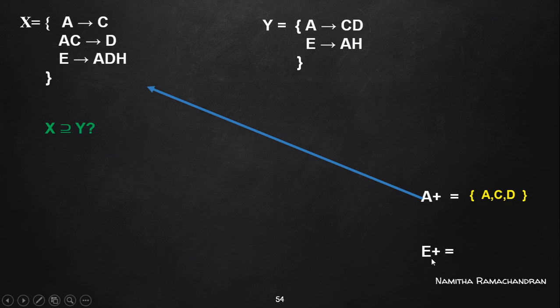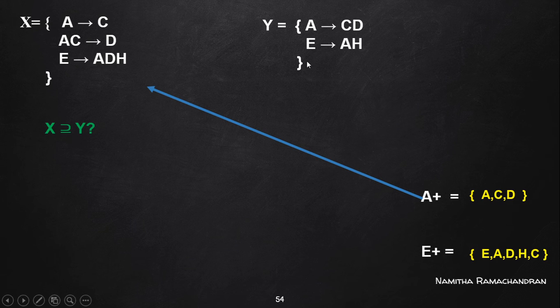Next is the closure of E. Okay, so for the E closure, directly add E to the set. Then E can derive ADH. Then A can derive C also. That C is also included here. So the first step is over: we derive the closure set of the LHS part of the subset with respect to the superset dependencies.